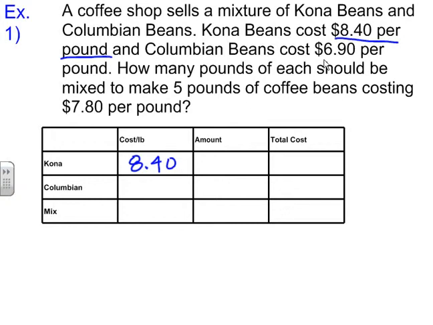The next thing I see is $6.90 per pound is the Colombian. So again, I'm going to write that there, 6.90. And the last thing we have, I want to make 5 pounds of $7.80 per pound. Well, we know the $7.80 per pound is going to go down here to the mix because that's what we're looking for. And for amount, I want a total amount of 5.